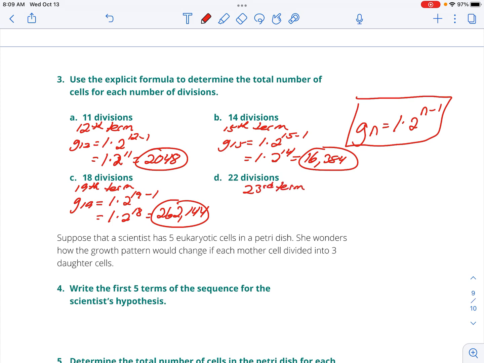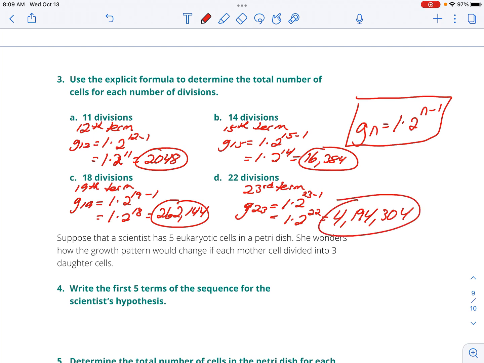And the last one then. After 22 cell divisions, plug it into your calculator. I'm up to 4,194,304 cells.